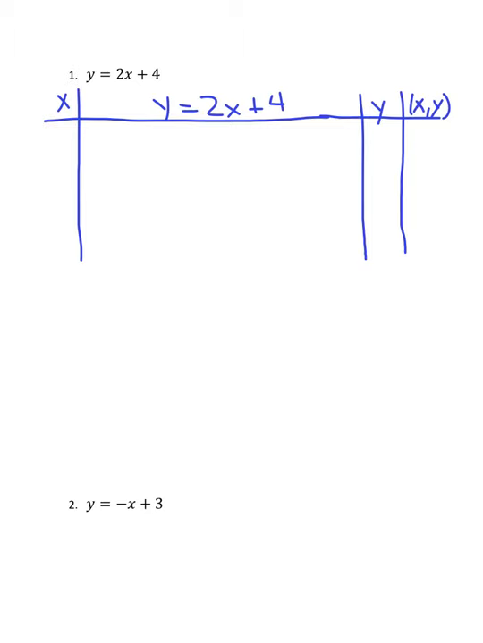Now, I said you get to pick 4. I want you to always have 4 values on your table of values. One has to be negative, one has to be positive.